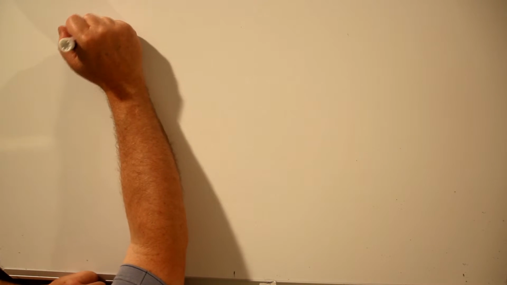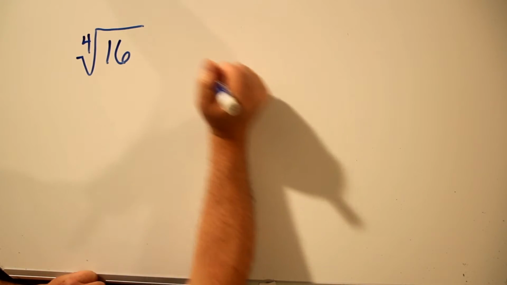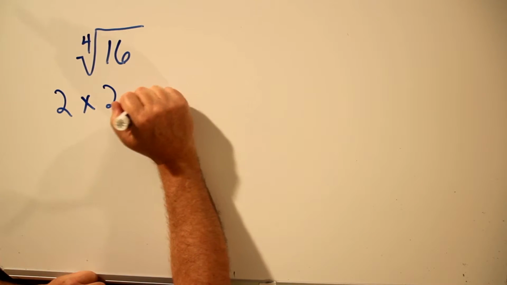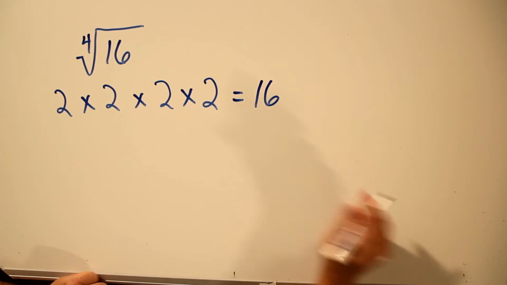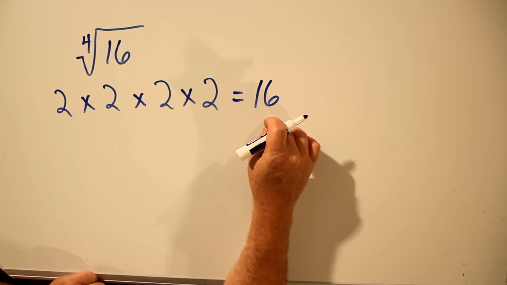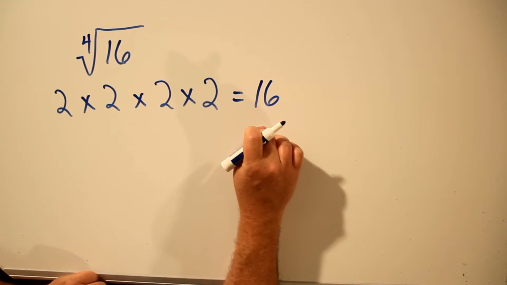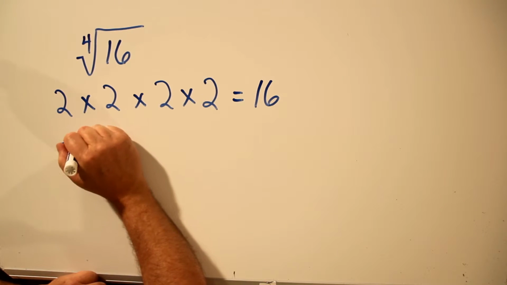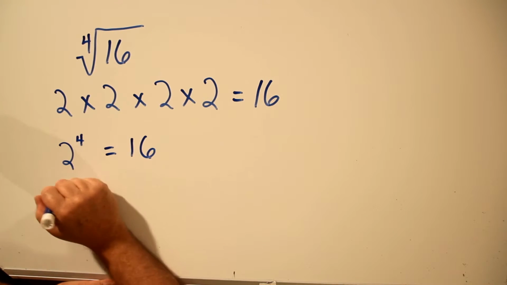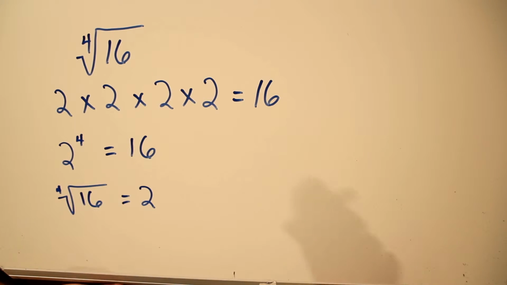What if we took the fourth root of a number? What's the fourth root of 16? Well, 2 times 2 times 2 times 2 happens to equal 16. 2 times 2 is 4. 4 times 2 is 8. 8 times 2 is 16. So if you multiply 2 together 4 times, you get 16. Or we could say 2 to the fourth power is 16. So we would say the fourth root of 16 is positive 2.